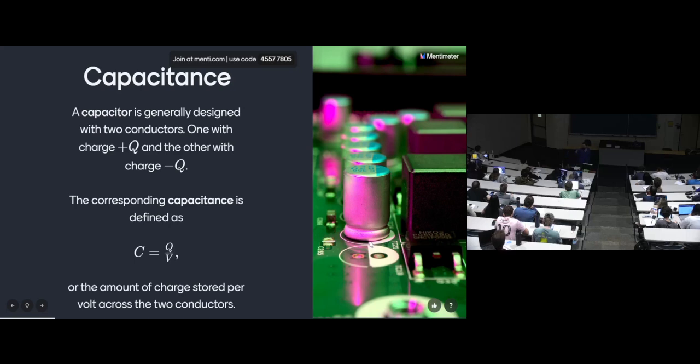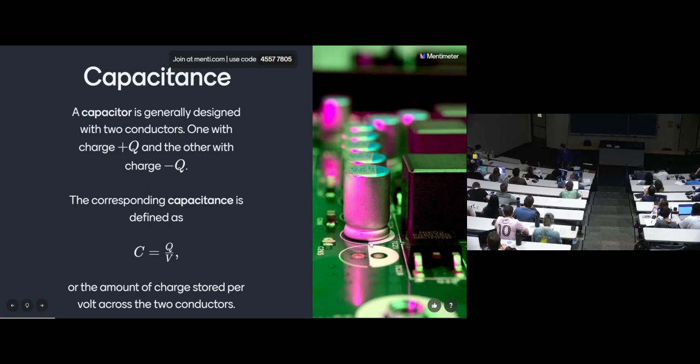We'll get into a steady state drain and buildup of charge either by the end of today or on Thursday. But capacitance is charge per volt. How much charge is stored on the capacitor per volt across the capacitor?